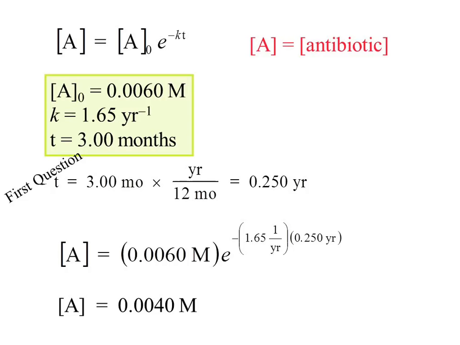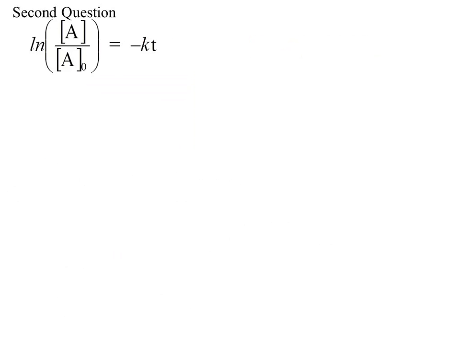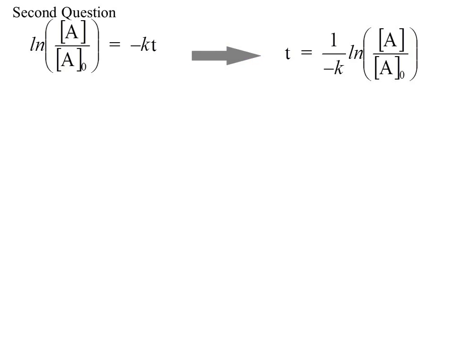Okay, so let's look at the other one, where we were given a concentration of interest and we're supposed to find time. If you're ever supposed to find time, this is the one that you want to use. So we can go ahead and rearrange that, solving for time. Time is equal to negative 1 over k times the natural log of A over A0.